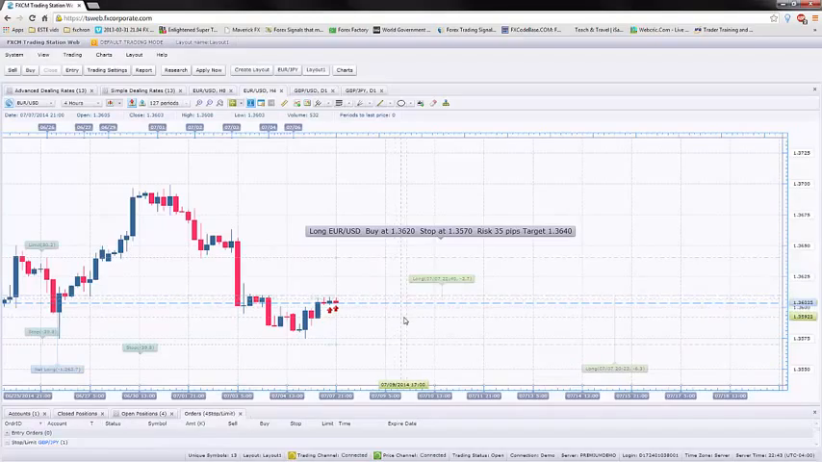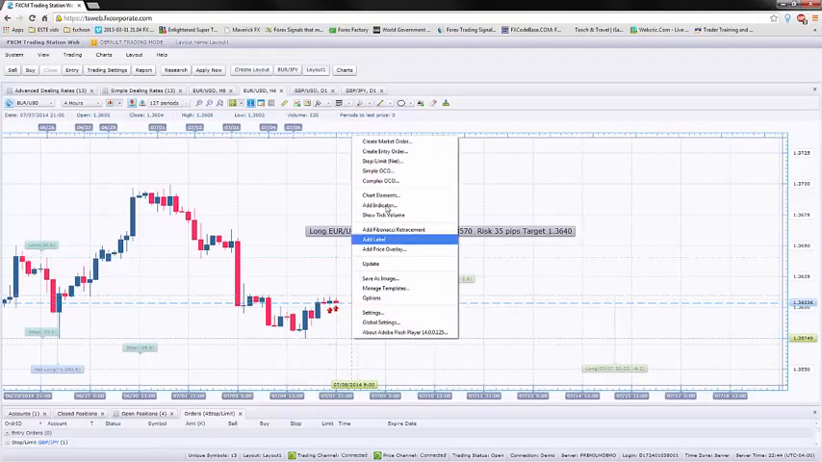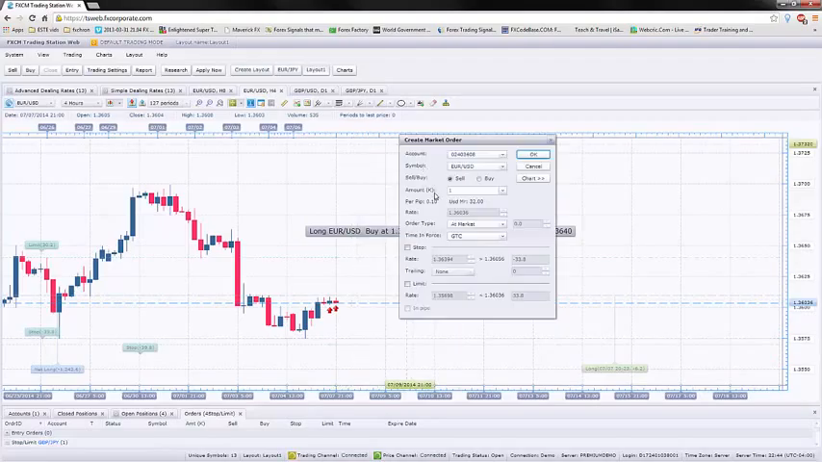Boom. So when I send you trades, and let's just say I sent you at 1.3600 and the price is at 1.3603, you can just go on this, create market order, and you can get in the trade right away. Buy or sell. You put the stop, limit. The most important thing that you need to keep in mind is how much are you risking.